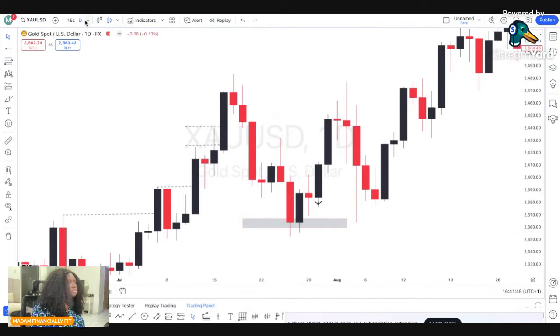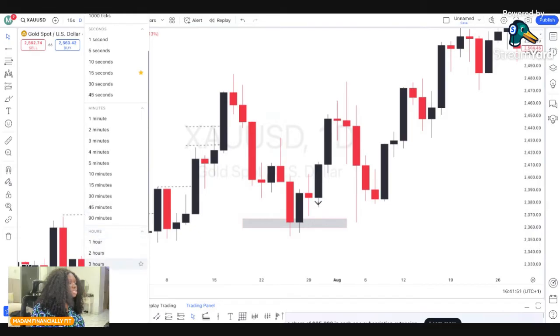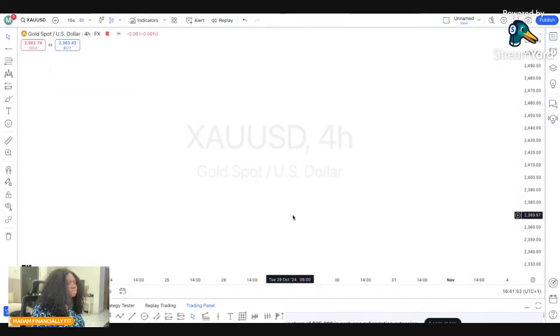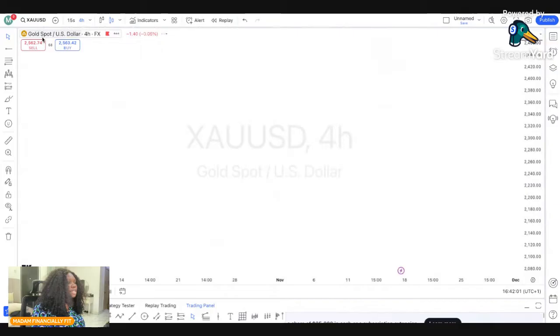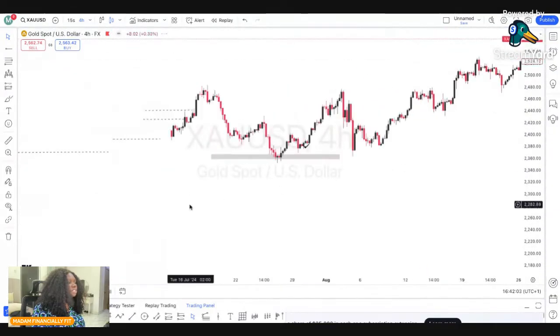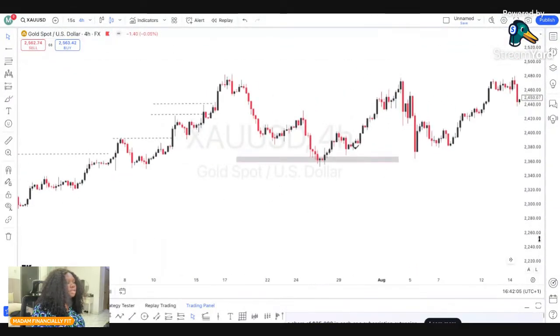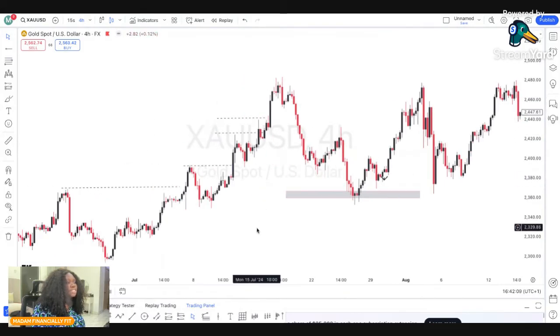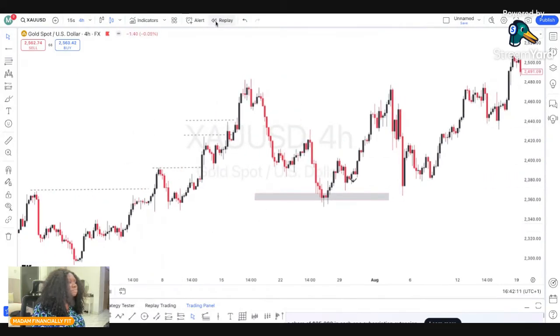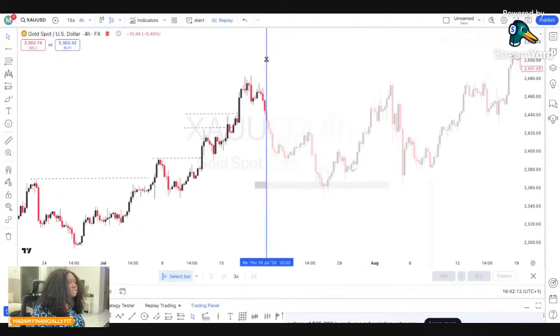If you drop it to the 4 hour time frame, you will see that it shows the same, just that there is more story or more noise on a smaller time frame. So now you can clearly see more breaks of structure. Now let's say this hadn't happened.